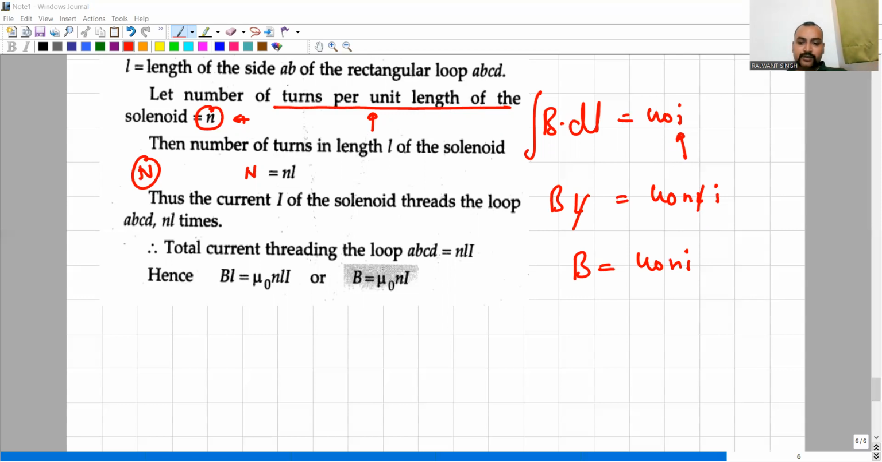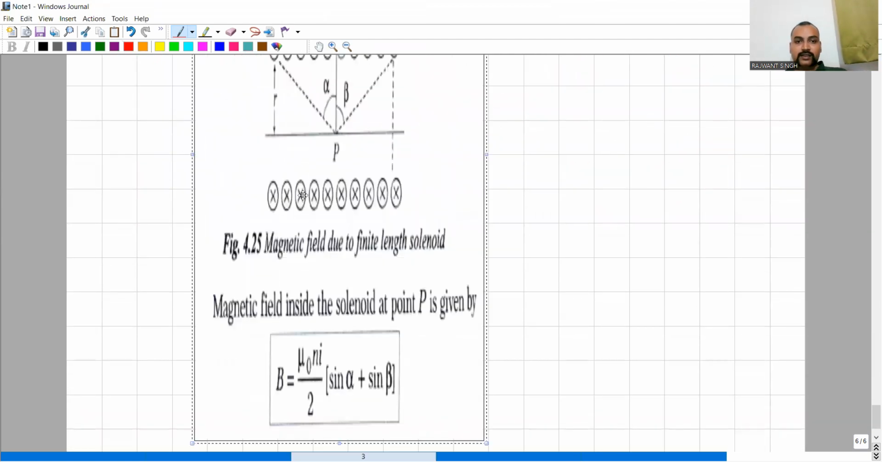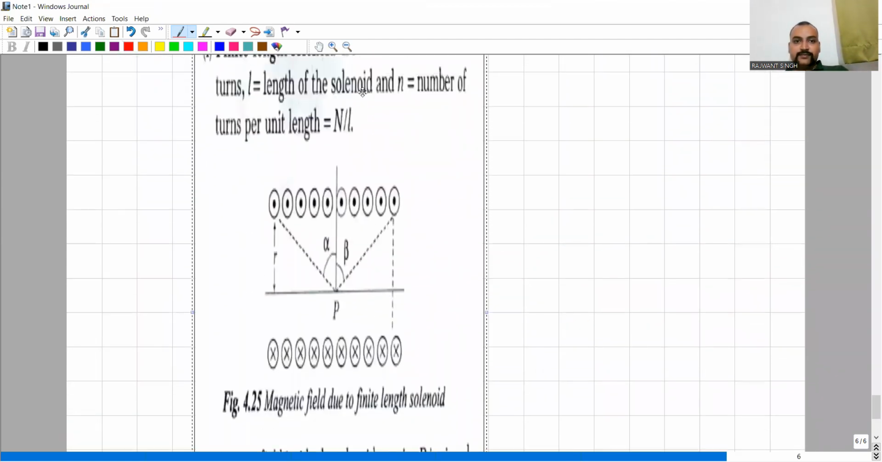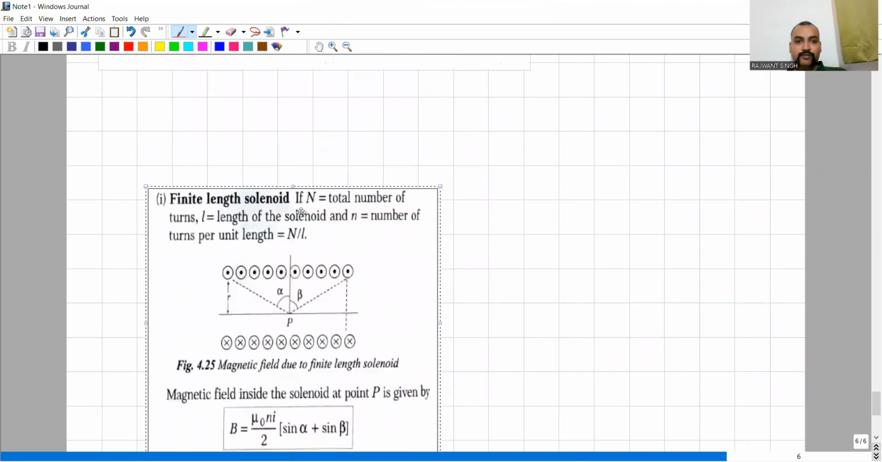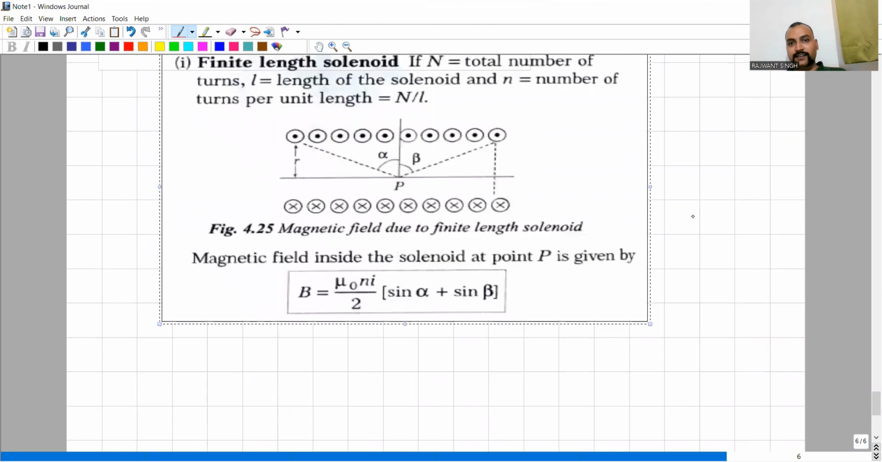But as I told you earlier, this derivation is not going to be very useful for any competitive level solution. If you try to solve numericals using this derivation, it won't be of much help. So then you have to use this particular expression. Now look at this particular diagram and this formula. This is a more appropriate derivation for this case.